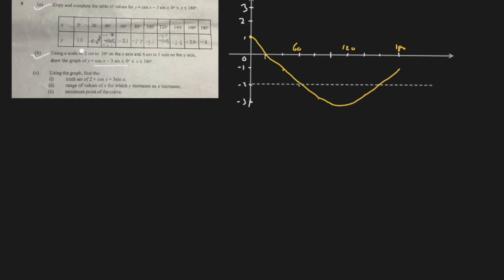A part is done by filling up this table. Let's go to C part. Using the graph, we have to find the truth set of 2 plus cos x equal to 3 sin x. Our graph is not about this one, so that means we have to rearrange this one. So let me bring 3 sin x to the left side, so it becomes cos x minus 3 sin x, and I'll take this 2 to the right side, because I must match one of the sides with the equation they gave, cos x minus 3 sin x.